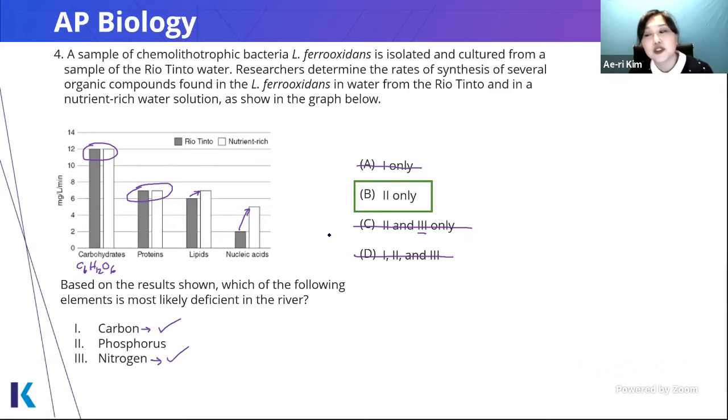Nitrogen. Yeah, so Molly, that's a great point, and I totally missed that. You're absolutely correct. And if nitrogen was the reason, then for sure, for nucleic acids, the nitrogen here is also a really important component.